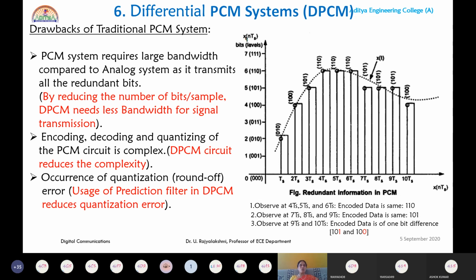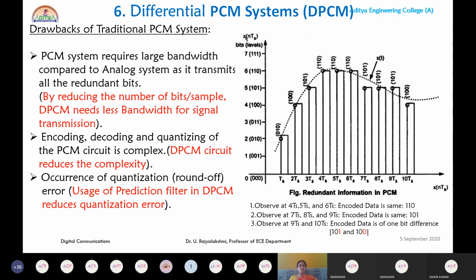Next, one more drawback is that the encoding process, as well as the decoding process and the quantization process of PCM, is somewhat complex. Okay, so the PCM circuitry is complex. And how can you overcome that? By using the DPCM circuit, which reduces the complexity that has been provided in the case of PCM. So the DPCM circuit reduces the complexity that has arisen in the case of PCM.